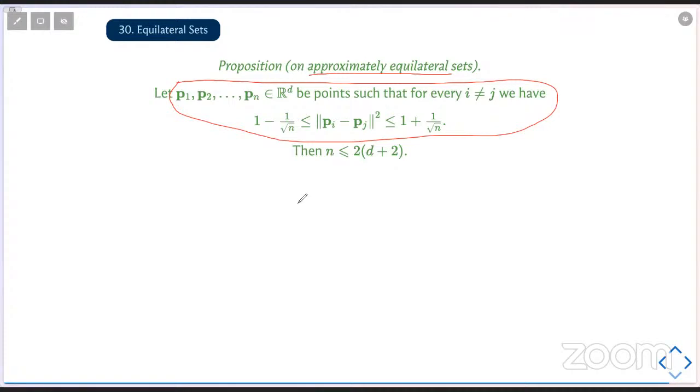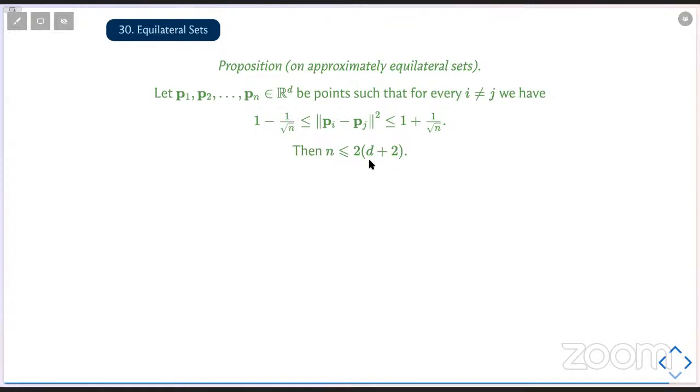Okay, super. So the claim, of course, is that even with this relaxed notion, you can't have arbitrarily large sets. It is still kind of constrained. Previously, with strictly equilateral sets, we had a bound of d plus 1. And now the ceiling has gone up. It's now 2 times d plus 2.